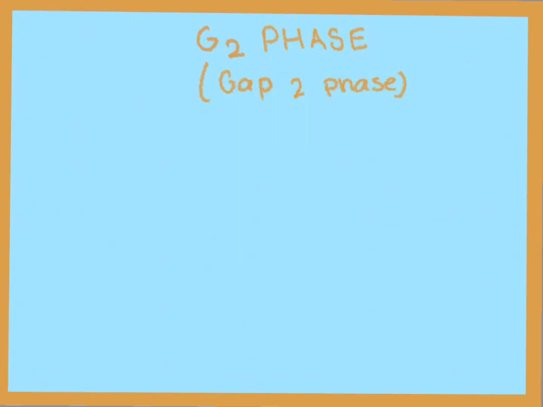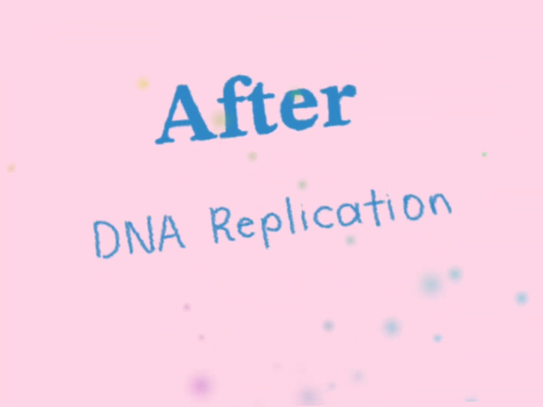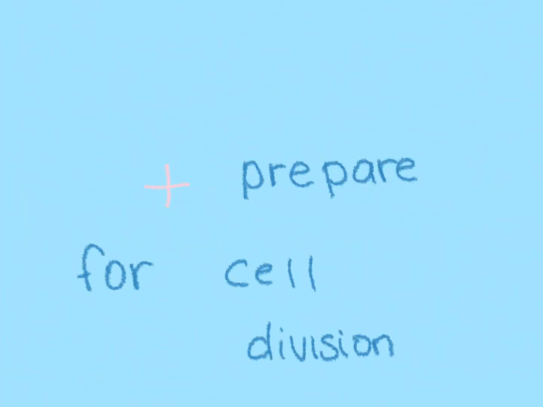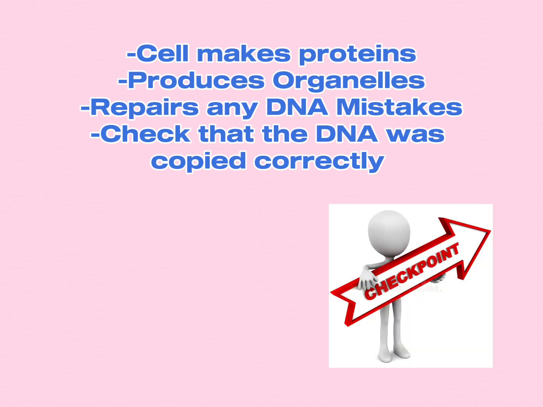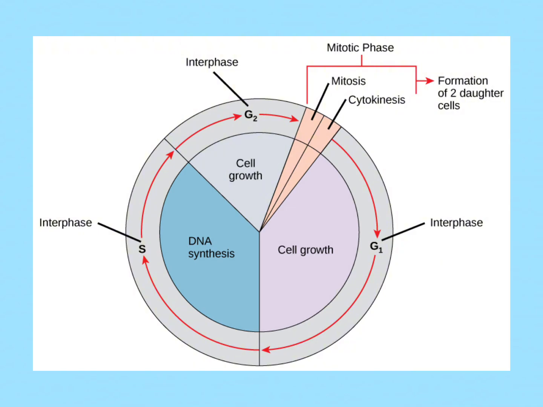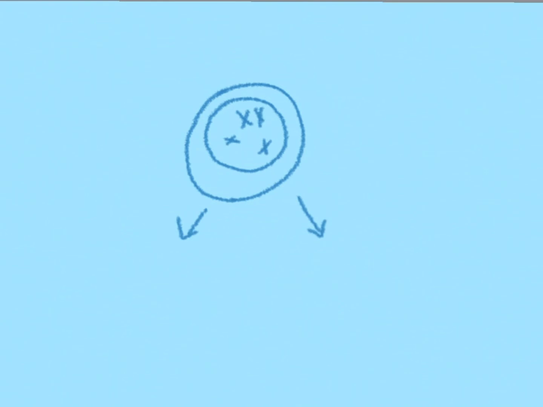The next phase is the G2 phase, also known as the gap 2 phase. This is the third part of the cell cycle. This stage is right after DNA replication, where the cell continues to grow and prepare for cell division. During G2, the cell makes proteins, produces organelles, repairs any DNA mistakes, and checks that the DNA was copied correctly. The cell also builds the structures needed for mitosis, the last phase, making sure it's ready to divide into 2 new daughter cells.